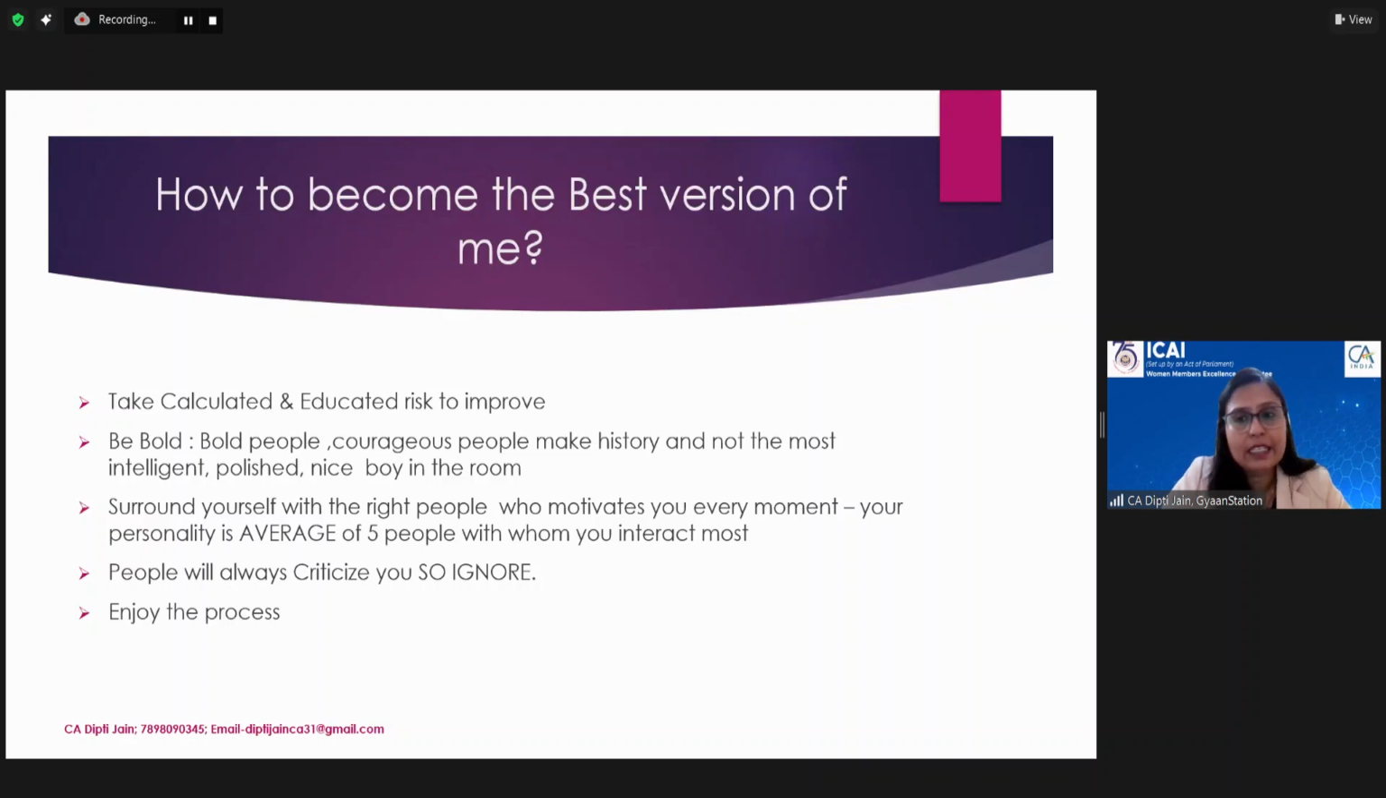And it's very well said that your personality is the average of the 5 people with whom you interact the most. The 5 people you interact with the most, your personality, your thought process, your life, your achievements get affected by that close circle of yours. So be very careful while choosing your circle of 5 people.